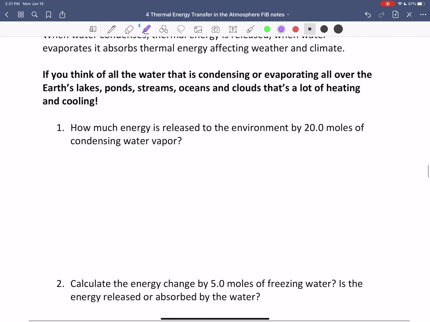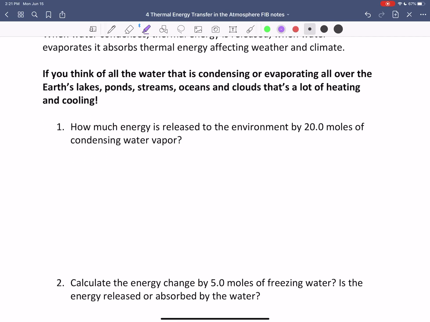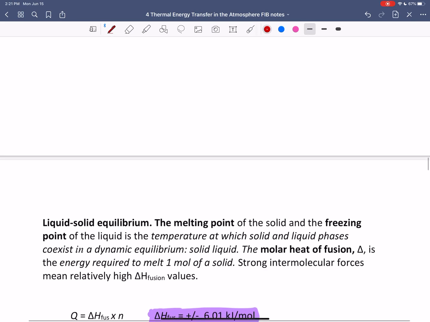How much energy is released to the environment when 20 moles of water condenses? Okay, so first of all, condensation, so I'm dealing with vapor, so I've got to use delta H vap is Q divided by n.